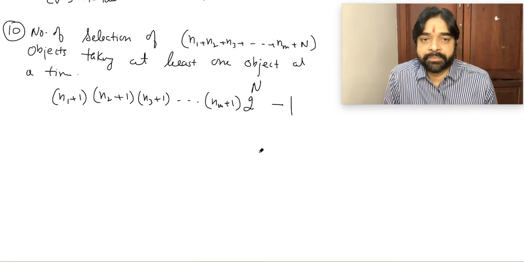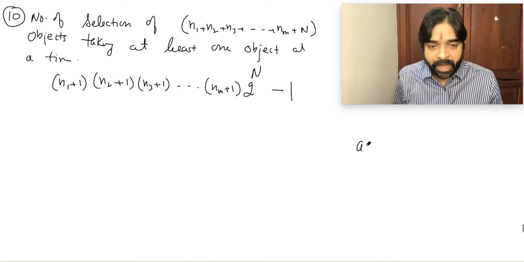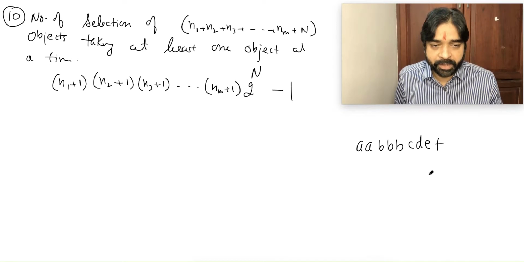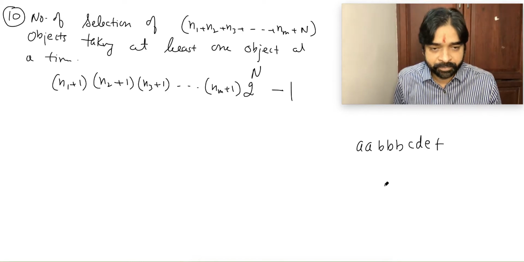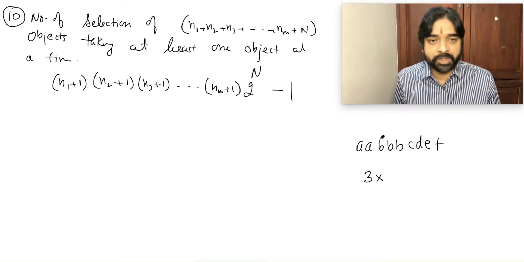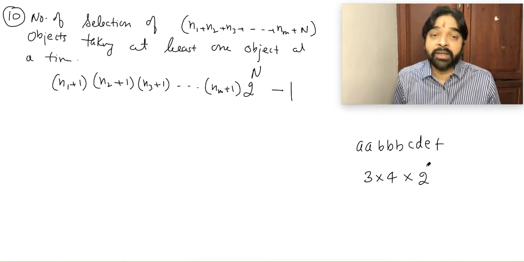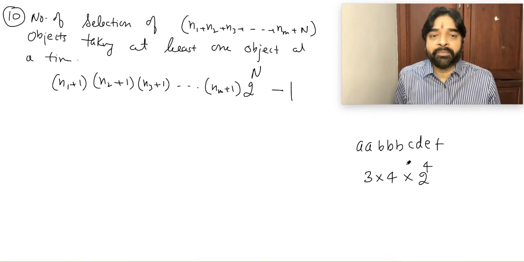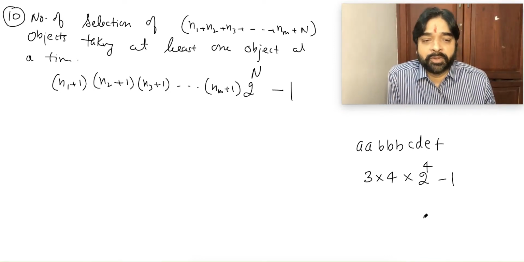Is it done? Okay. Tell me, in how many ways can I select at least one letter out of this? Oral question, everybody should answer me. At least one letter from this. Any number from this group, 3, into any number from this group, 3 plus 1, 4, into any number from this, I will say 2 power 4. Yes or no? This is the any number. I want at least one, so minus 1. Yes or no? This will be the answer.